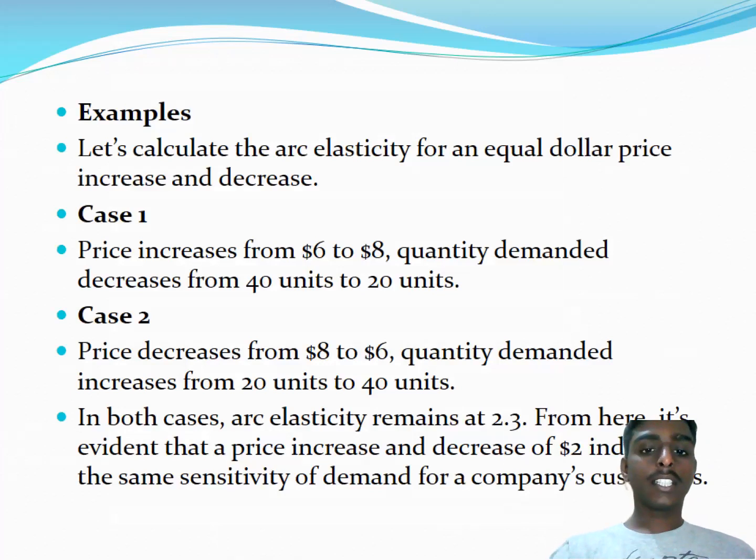Examples. Let us calculate the arc elasticity for an equal dollar price increase and decrease. Case 1: Price increases from $6 to $8. Quantity demanded decreases from 40 units to 20 units. Next, case 2: Price decreases from $8 to $6. Quantity demanded increases from 20 units to 40 units. In both cases, the elasticity remains at 2 points. From here, it is evident that price increases and decreases of $2 show the same sensitivity of demand.